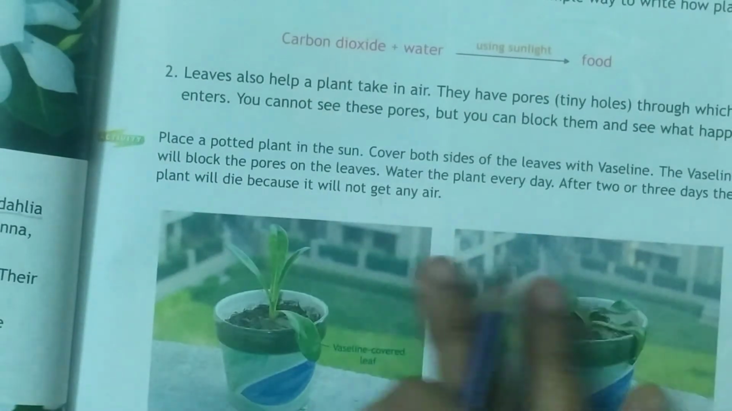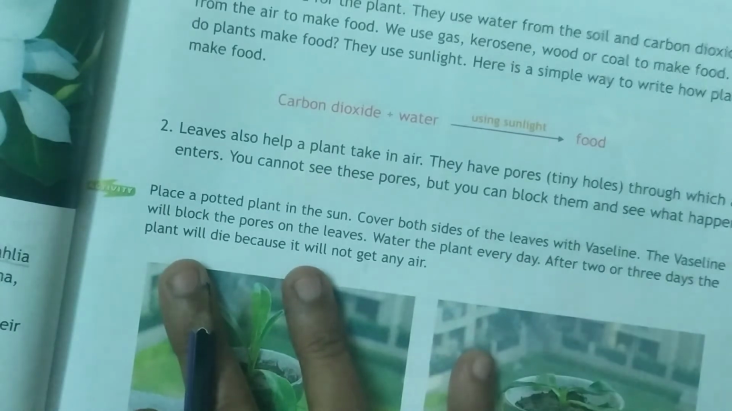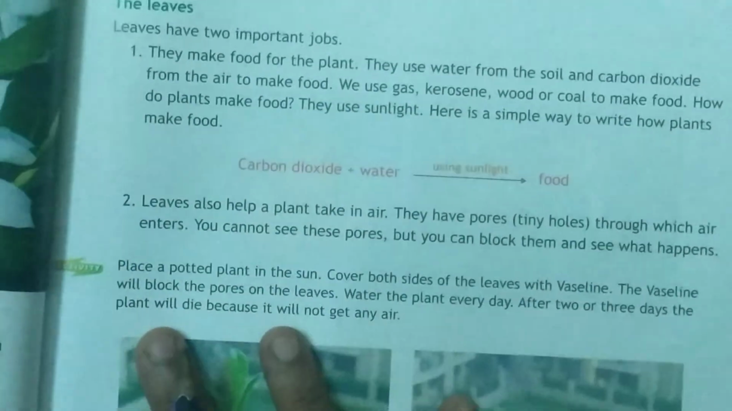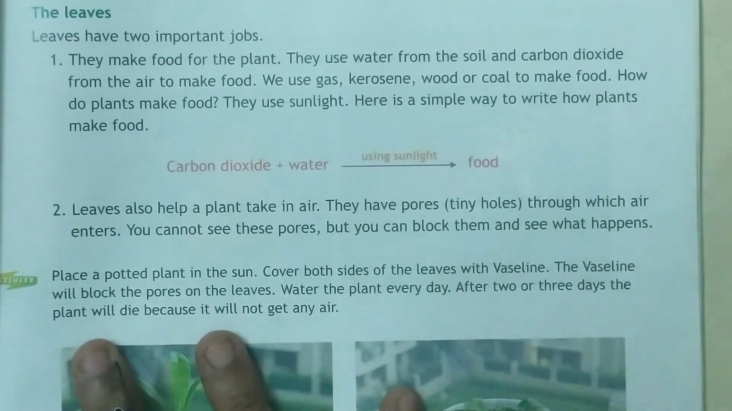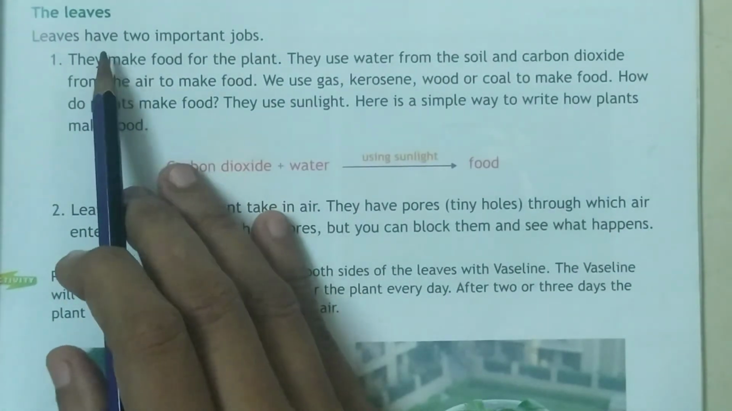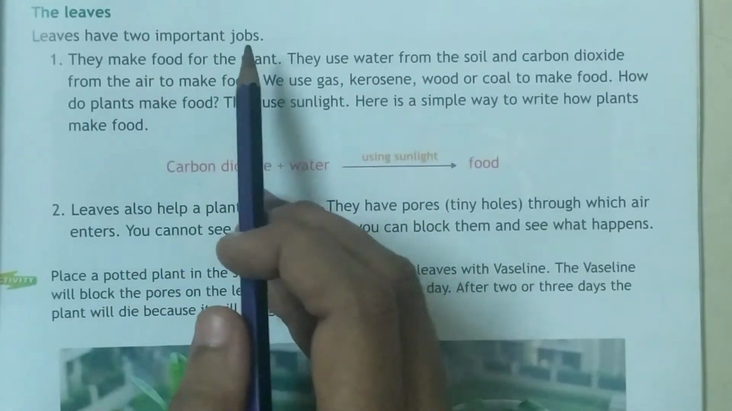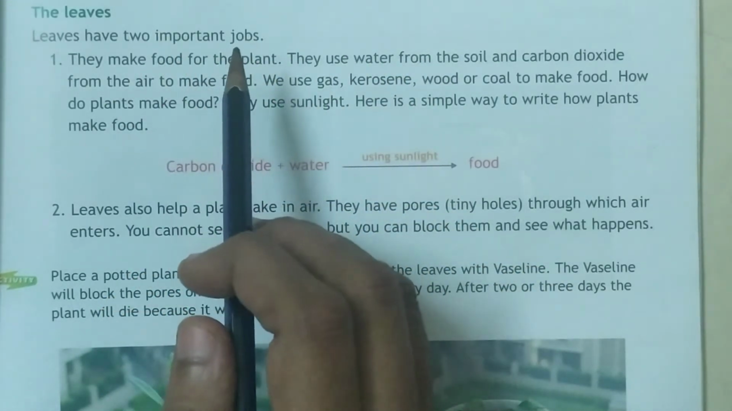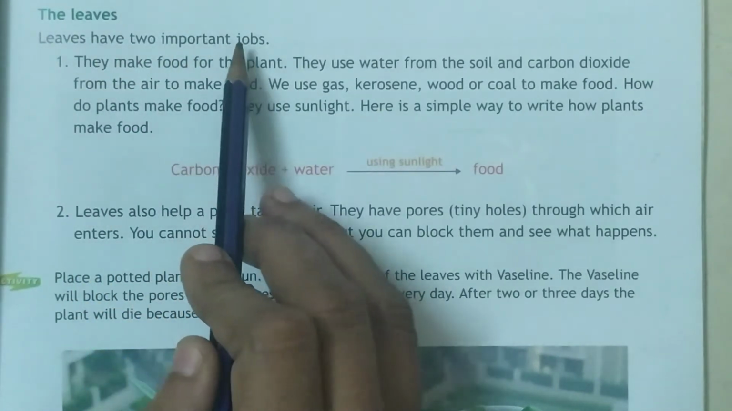Okay, next thing is leaves. It's a very, very important thing you have to learn about this. Leaves are of different types. Okay, leaves are not in any one shape. According to the plants, the leaves differ. Okay, leaves have two important jobs.